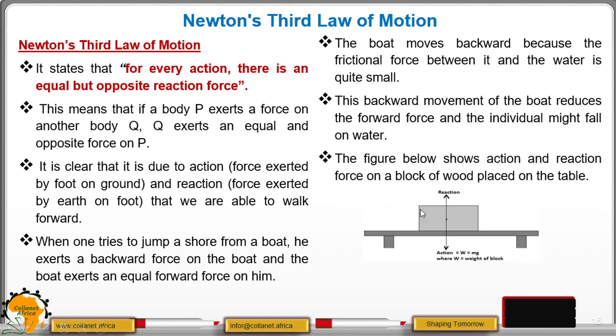Now, the figure that we have here shows the action and reaction forces acting on the block. If we look at this diagram, we have the weight of the block that is giving us the action, which is W equals mg. And then the force exerted by the table on the block is our reaction. And because there is no resultant motion, our R, that is reaction, is equal to the weight, which is equal to the mass times gravitational constant.